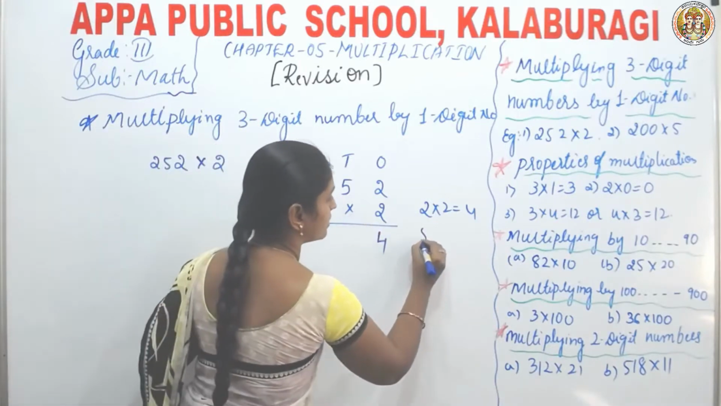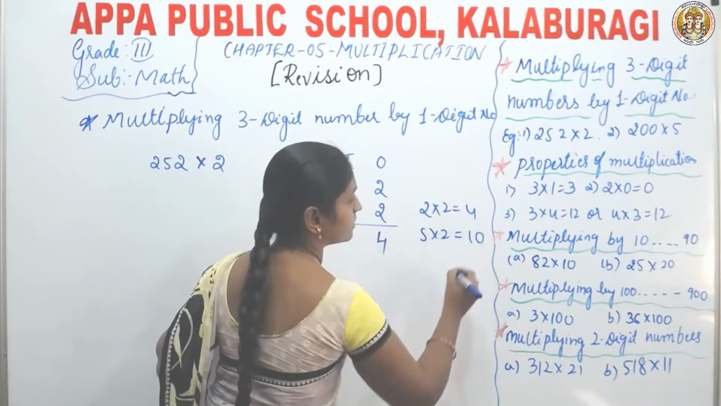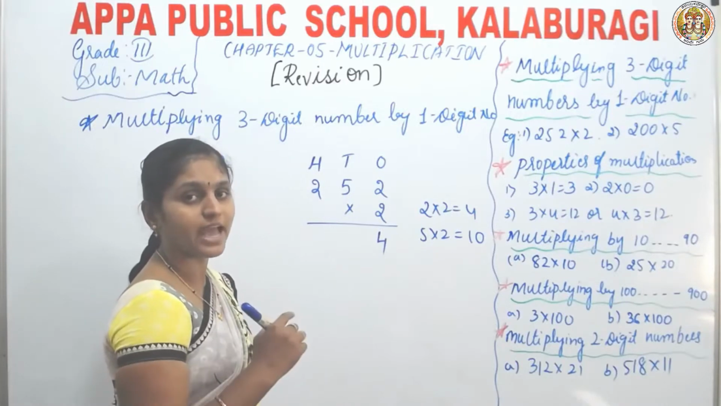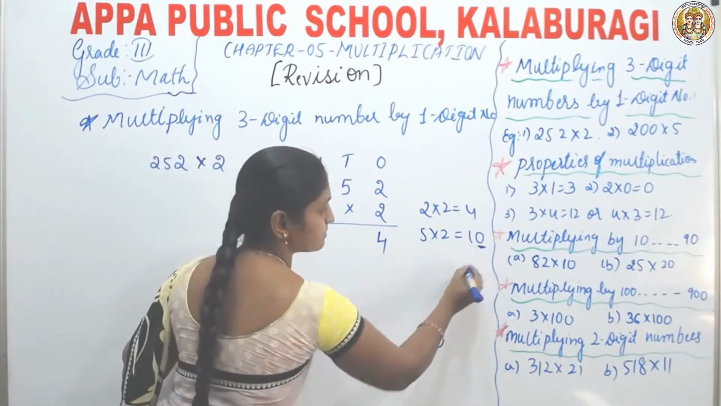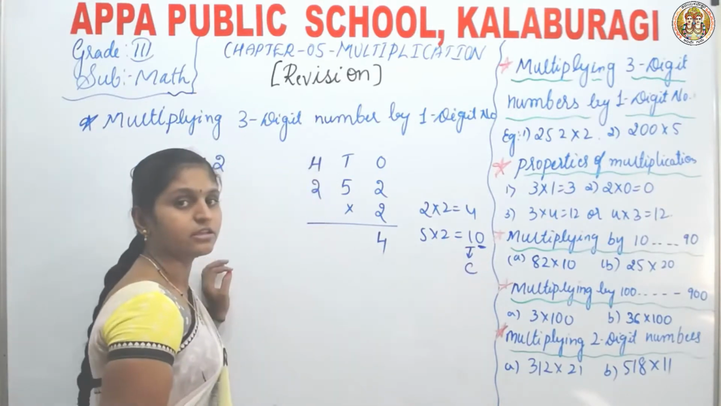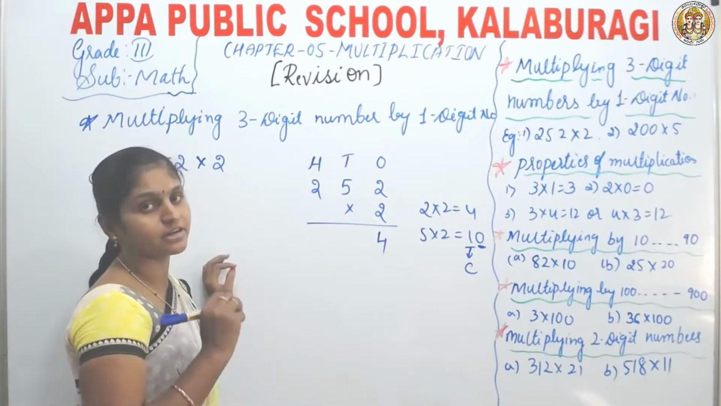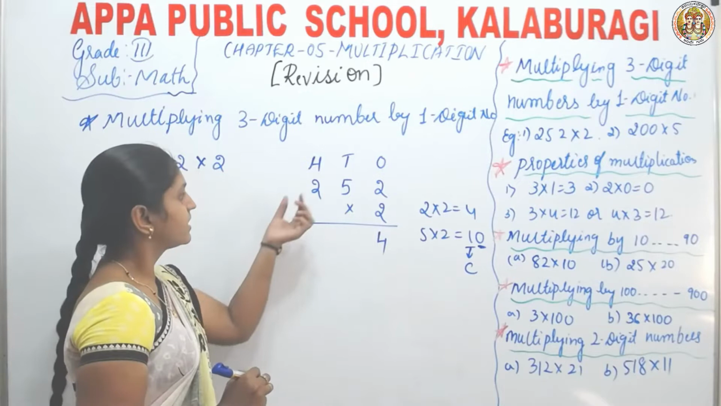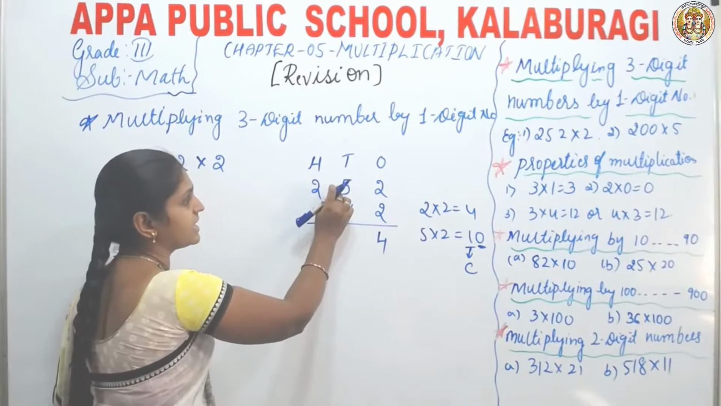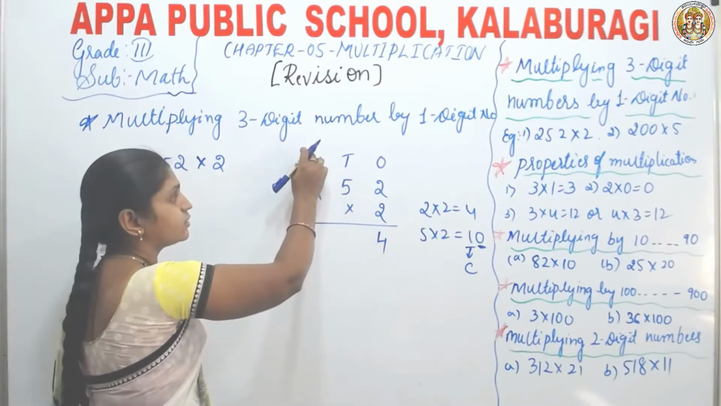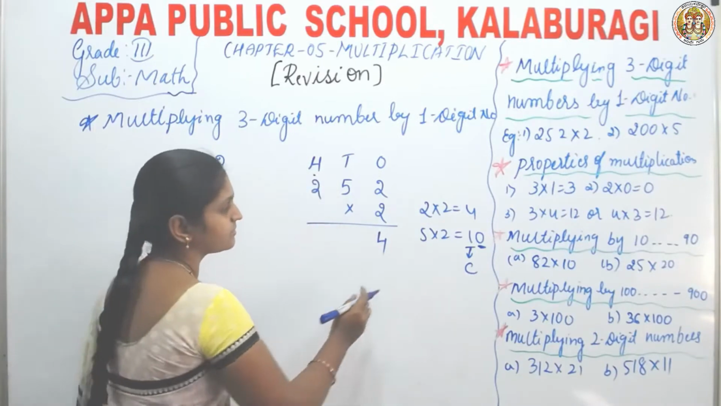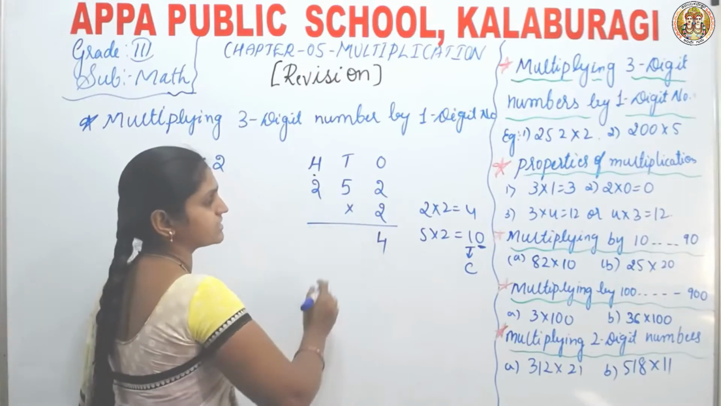5 twos are 10. Yes, here 10. Which number should be written down? Which number should be the carry? Here the ones place always goes down. The tens place is the carry. You have to put the carry forward. Which is the next place here? Hundreds. Yes, you are multiplying with the tens place and you put the carry into the next place. 2 fives are 10.